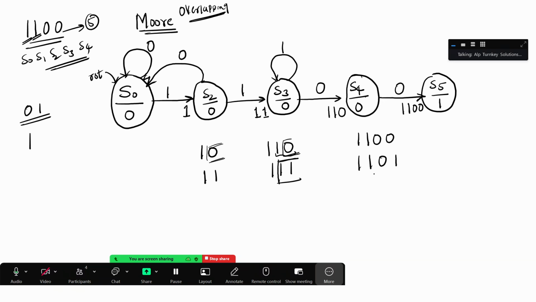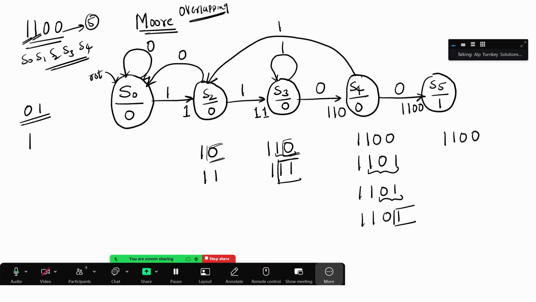And next, if it is 1 1 0 1, I need to check for 3 bits. 3 bits anywhere matching? Not matching. And 1 1 0 1, I need to check for 2 bits. 2 bits anywhere matching? Not matching. And 1 1 0 1, I need to check for 1 bit. 1 bit anywhere matching? It's matching. It will go to S1. So here this is 1. Here I got the sequence, the whole sequence 1 1 0 0.